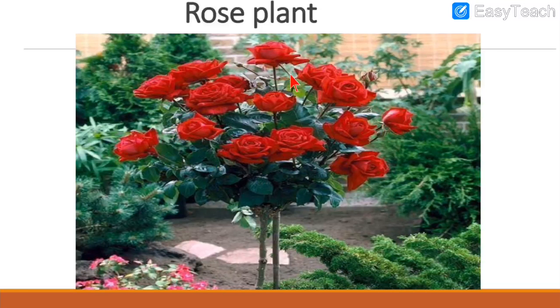So here you can see the image of the rose plant. This rose plant is of red and many other colors. It looks very beautiful. So what are the uses of rose plants? Rose plants are best known as ornamental plants grown for their flowers in the garden and sometimes also indoors. People also grow these plants inside their house.